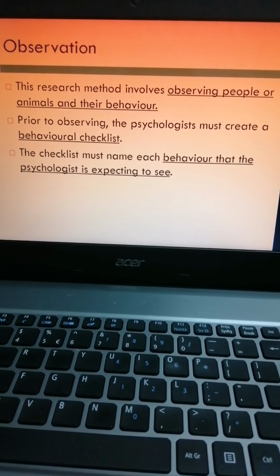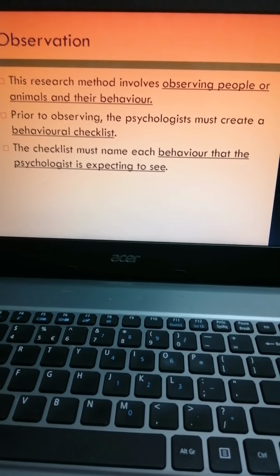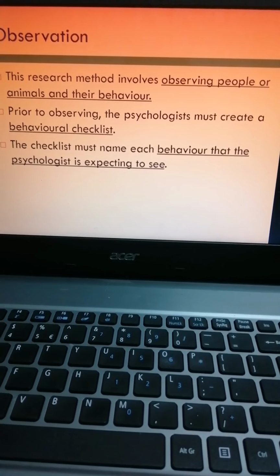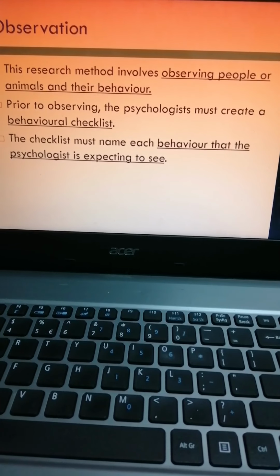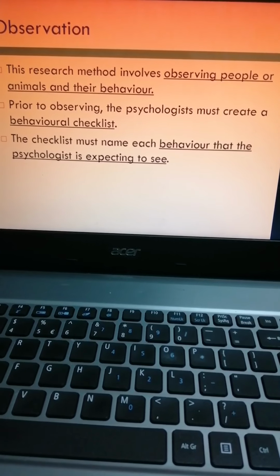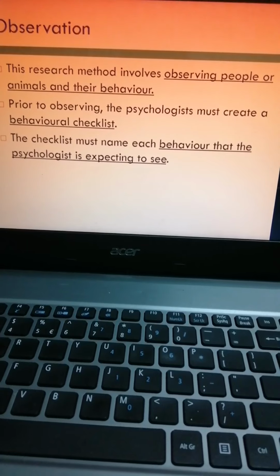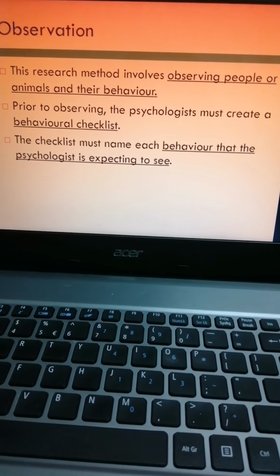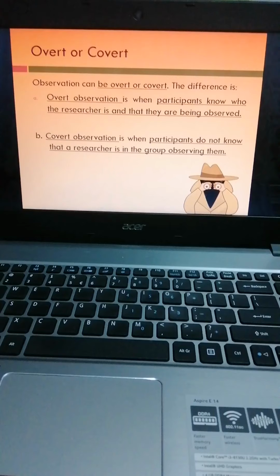This research method that we're going to learn today is the most common method used by psychologists to observe the behavior of people and animals. Before psychologists conduct the observation, they normally have a behavioral checklist, which means that they have a list of the things that they want to observe. This checklist is very important as it can help the psychologists or the researchers to achieve what they have expected as the aim of their study.